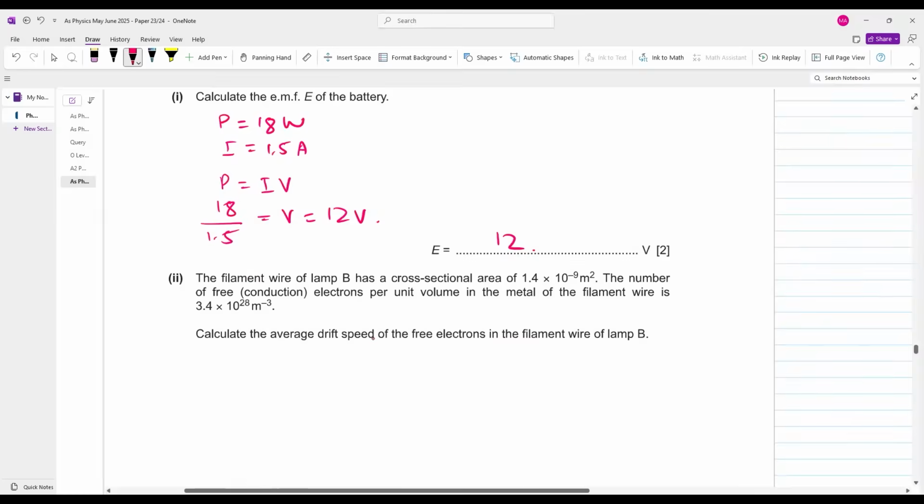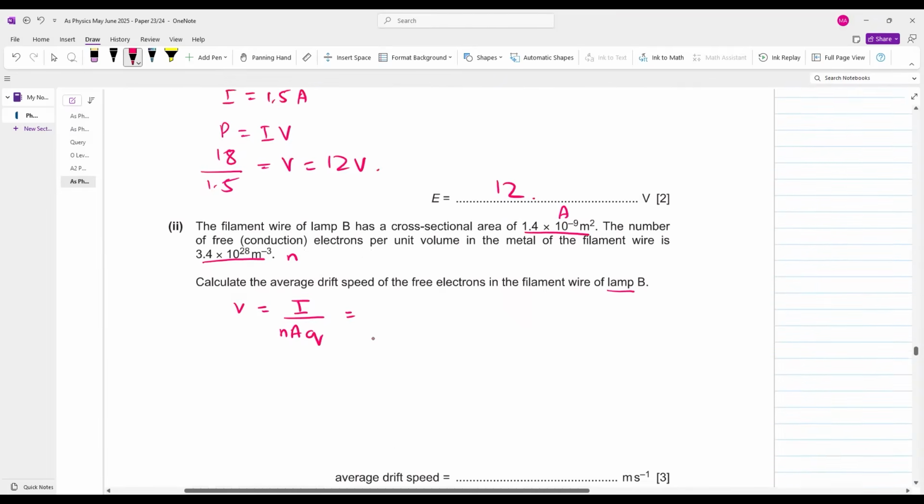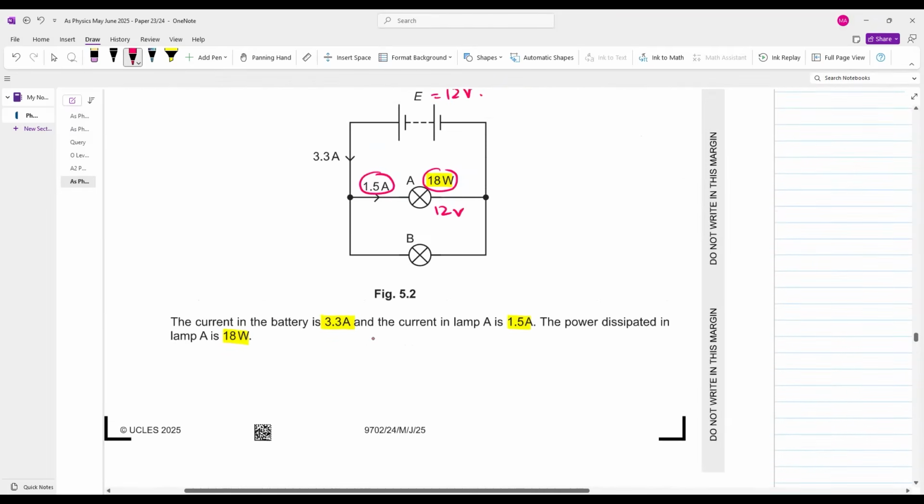Simple. The filament wire of lamp B has a cross-sectional area of this. The number density of charge carriers is this, small n. Calculate the average drift velocity of free electrons of lamp B. Drift velocity is equal to current divided by nAq. Do you have the current in lamp B? Yes. The total current is 3.3; subtract 1.5. What will be the current in B? 3.3 minus 1.5 comes out to be 1.8 ampere. The current in B is 1.8 amperes.